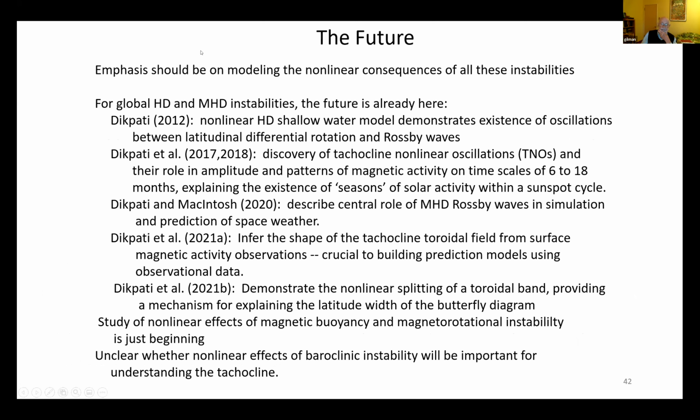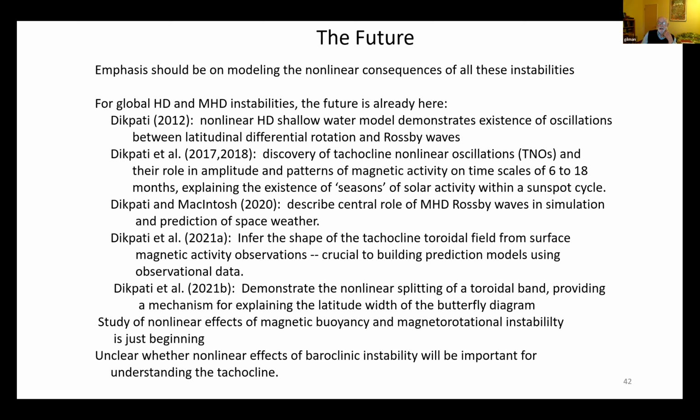So the future. Well, I would say this is all linear studies that you saw, with very small exceptions. So I think one of the things for the future clearly is what are the nonlinear consequences of all these instabilities in their various combinations? As far as the global problem is concerned, I would say in some sense the future is already here, and I've listed some of the things that have been done.